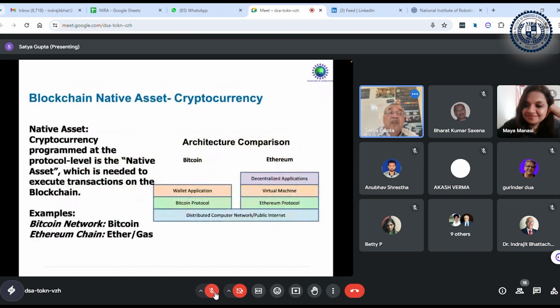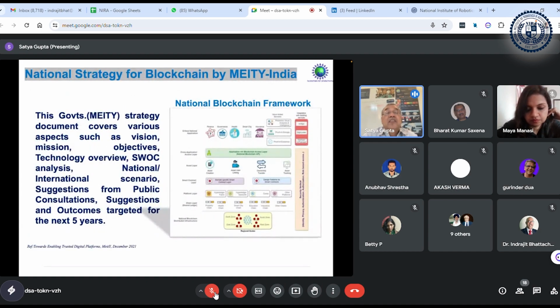This is about the native currency, which you should know, that is the cryptocurrency like Bitcoin, and new currencies are coming. So you also have to know this. Our country has a national strategy for blockchain, which is created by MeitY, the Ministry of Electronics and IT, and they have a national blockchain framework.